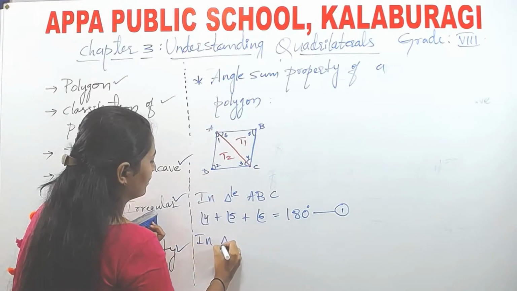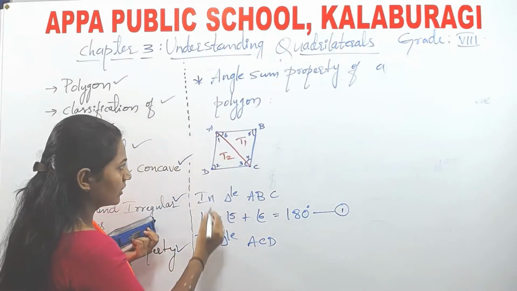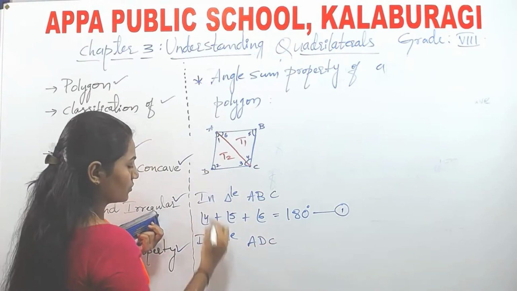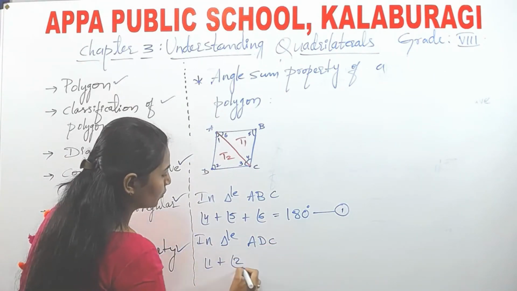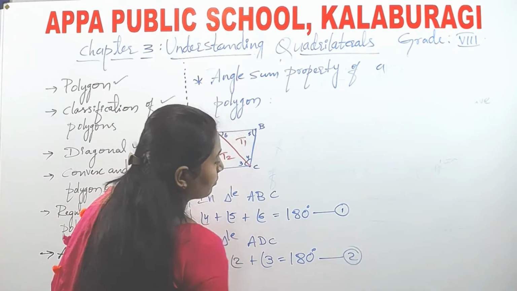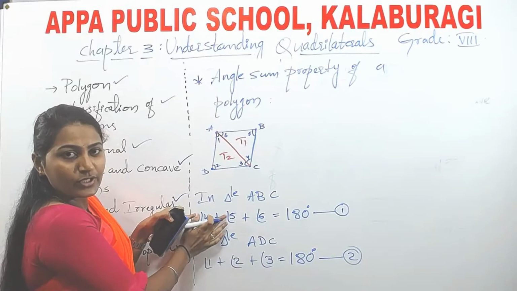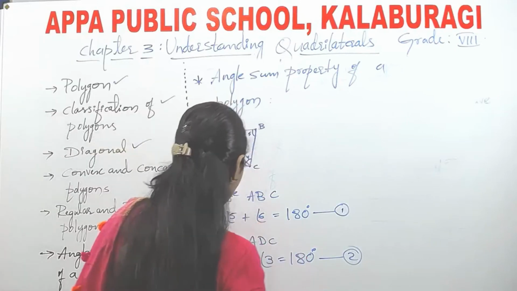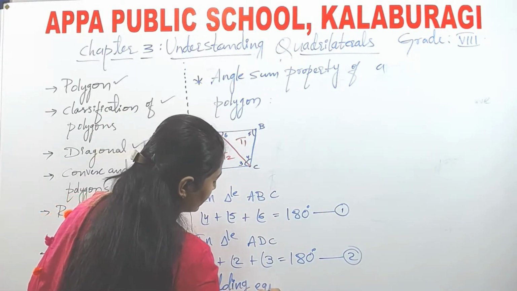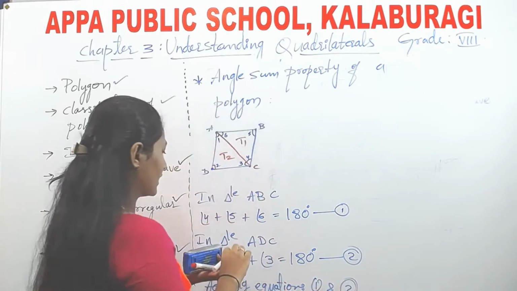Next, consider the second triangle, ACD. In triangle ACD, angle 1 plus angle 2 plus angle 3 is equal to 180 degrees, again by the angle sum property of a triangle. Call it equation 2. So now, adding equations 1 and 2, what happens?